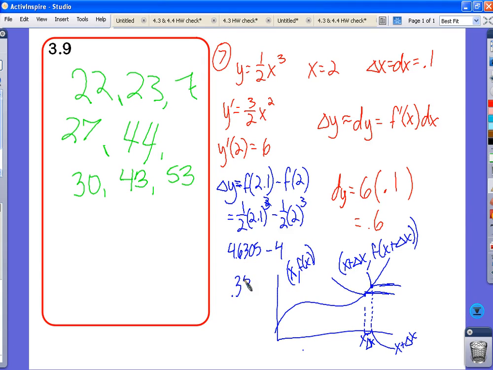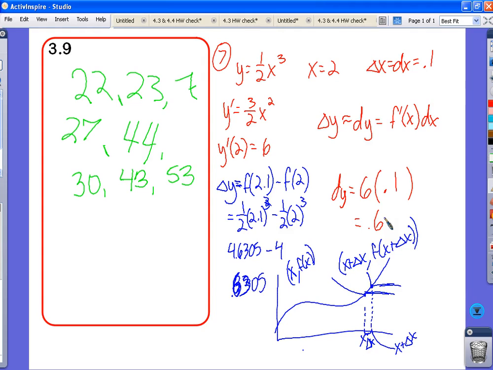How close is dy to that? Pretty close. Pretty darn close. Within 0.0305. It's just off by that much. It's not a lot. 300ths of whatever, meters. It's pretty close. Okay. Any questions about that?